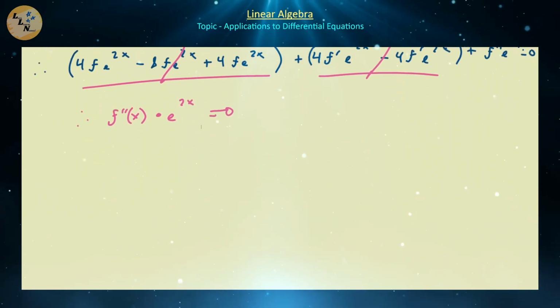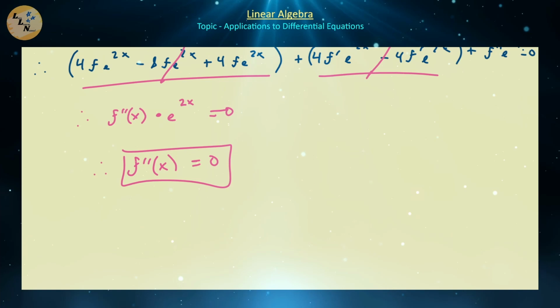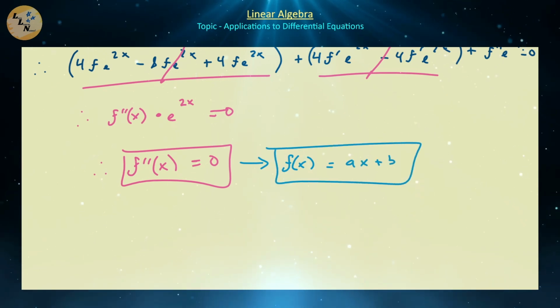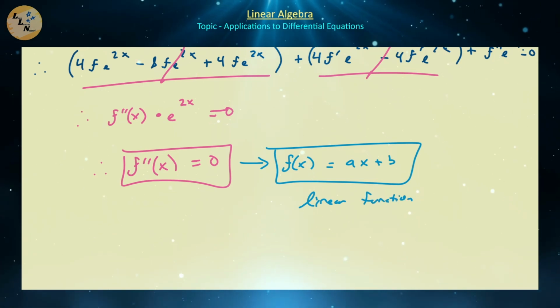And since e^(2x) cannot be equal to 0, we have the equation f''(x) is equal to 0. So if you know anything about basic derivatives, you should know that the only functions that vanish when you take the second derivative are going to be linear functions. That is, we have that f(x) must be equal to ax plus b. So that's our basic linear function, our mx plus b typical things.